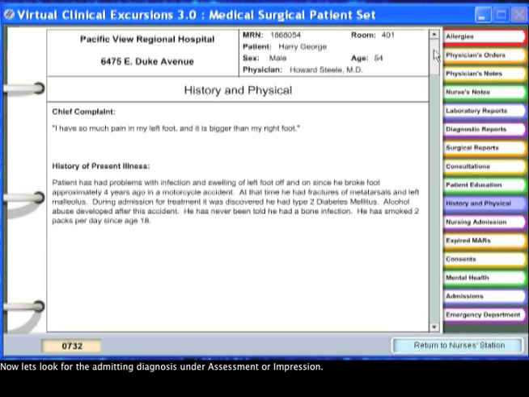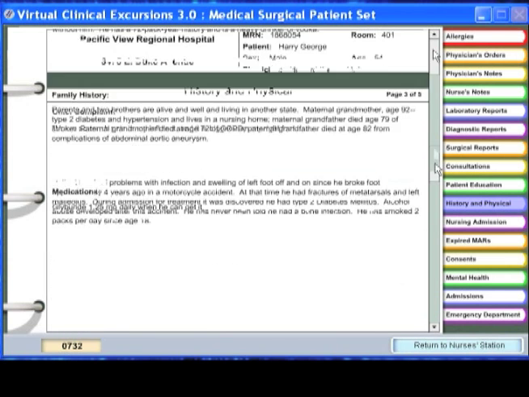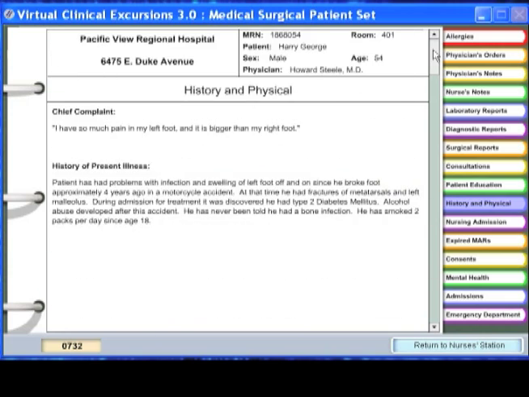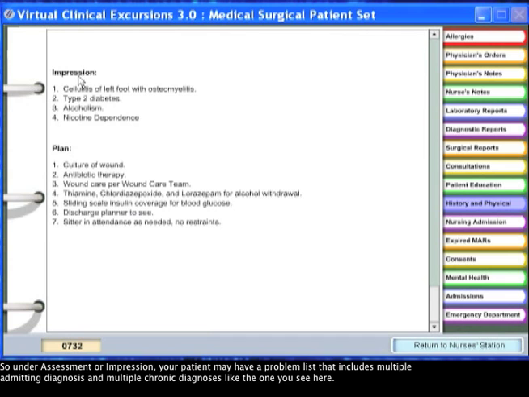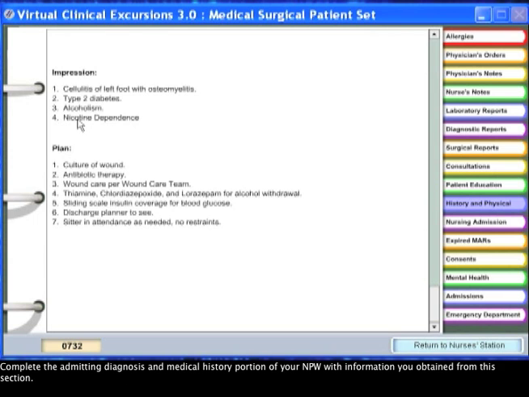Now let's look for the admitting diagnosis under assessment or impression. This is located at the bottom of the page. So under assessment or impression, your patient may have a problem list that includes multiple admitting diagnoses and multiple chronic diagnoses like the one you see here. Complete the admitting diagnosis and medical history portion of your NPW with the information you obtain from this section.